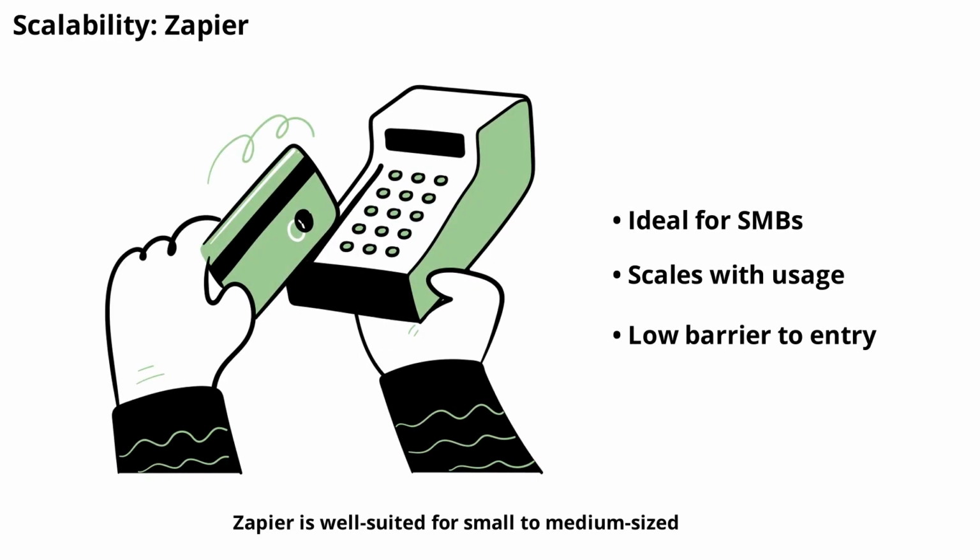Zapier is well-suited for small to medium-sized finance teams that need to automate routine tasks. Its pricing and feature set scale with usage, but it may face limitations as organizations grow and require more complex or high-volume automations. For teams just starting with automation, Zapier provides a low barrier to entry and the ability to scale up gradually as needs evolve.